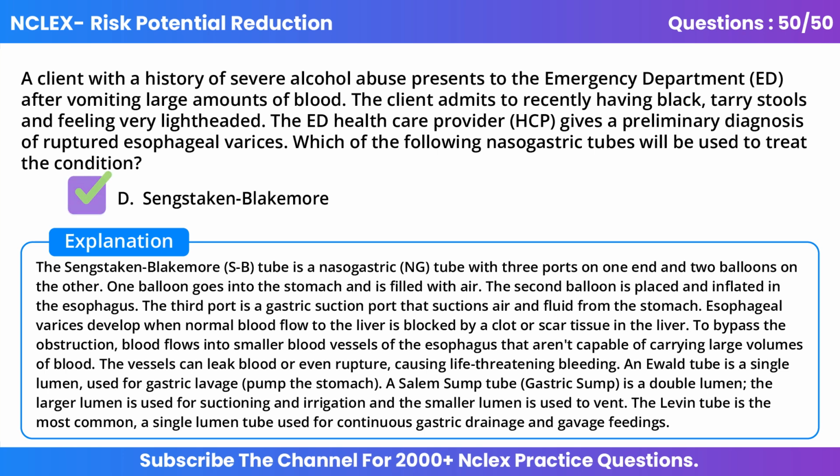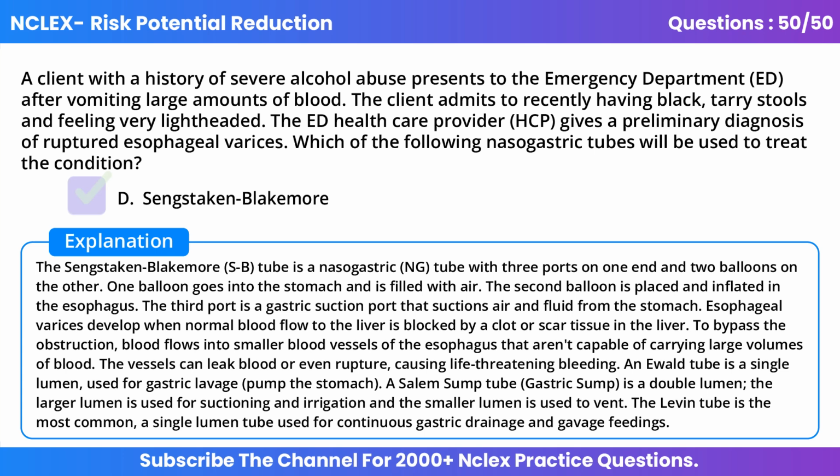Esophageal varices develop when normal blood flow to the liver is blocked by a clot or scar tissue in the liver. To bypass the obstruction, blood flows into smaller blood vessels of the esophagus that aren't capable of carrying large volumes of blood. The vessels can leak blood or even rupture, causing life-threatening bleeding.